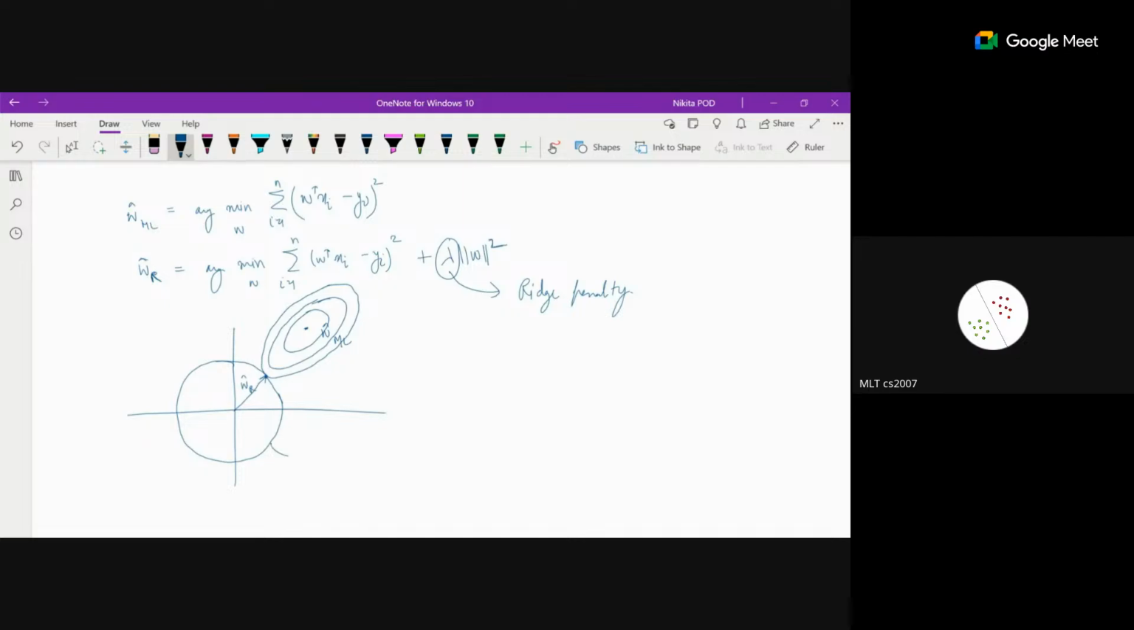And what was this circle? The circle contains the set of all the W's where the norm of W was less than some theta value. And what we had also seen is that this theta is dependent on this ridge penalty. Geometrically, this is how it looked.